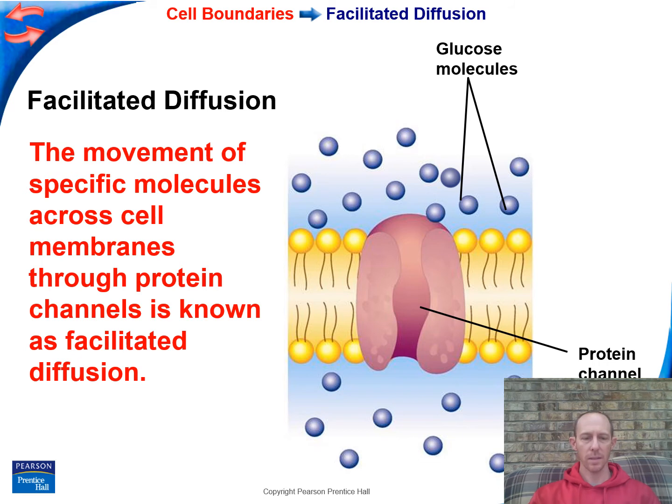All right, so let's talk about number 16, called facilitated diffusion. So this is where we have those protein channels we diagrammed before and labeled.